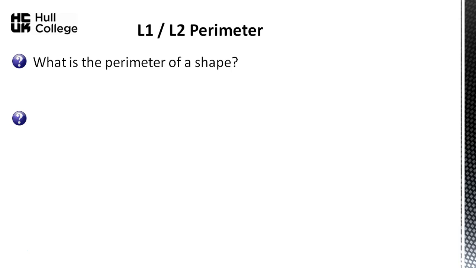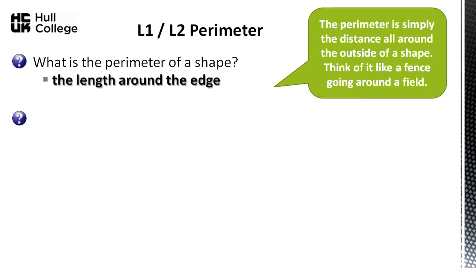So what is the perimeter of a shape? It is the length around the edge. The perimeter is simply the distance all around the outside of a shape. Think of it like a fence going around a field.